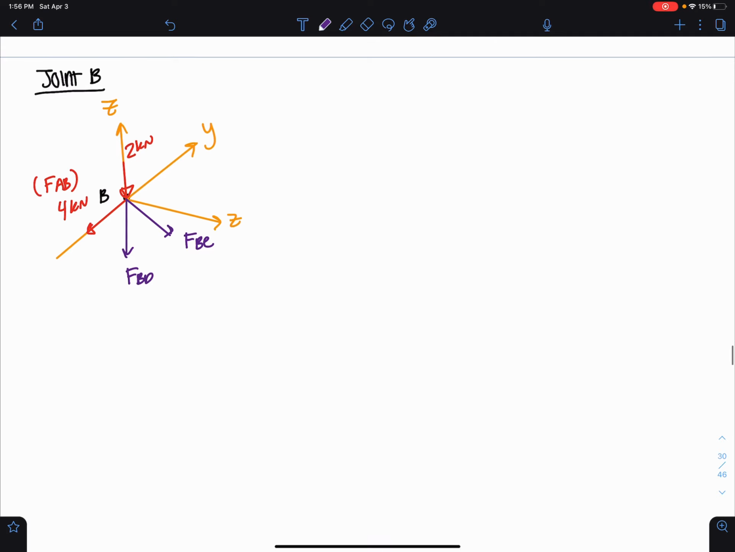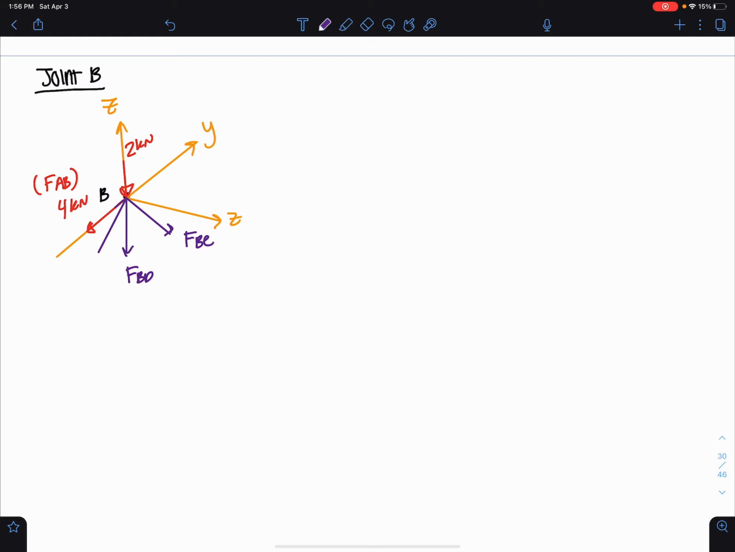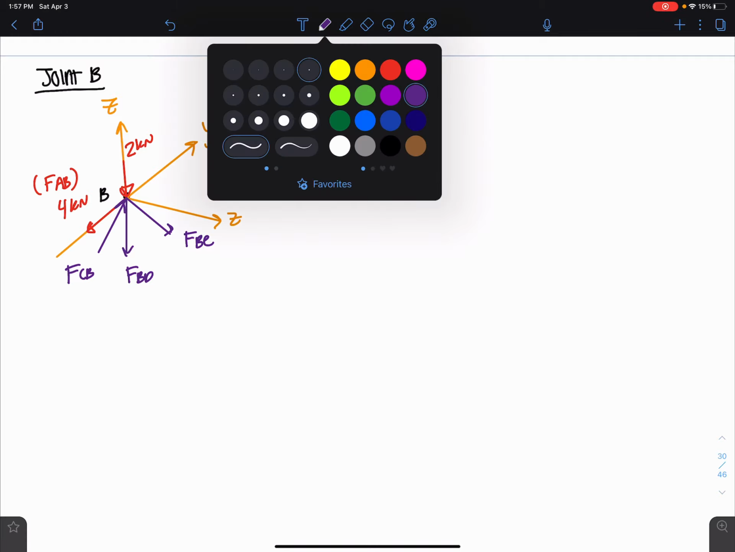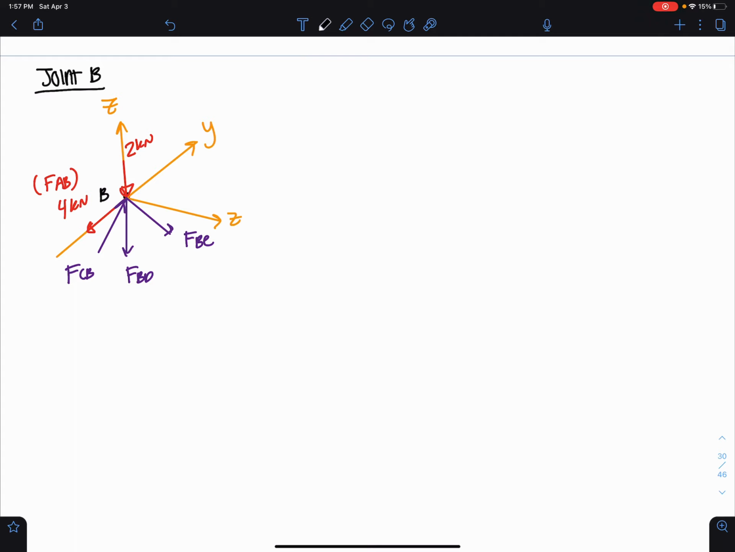So I want to show you all here that you can assume any direction is positive for these forces and the work will correct itself. So even if you were to assume, let's say one of these forces is going in this direction, let's call this FCB. I'm going to show you how it doesn't matter which direction you assume. The equilibrium equations will correct your work. Okay, so I'm going to show you that right now.